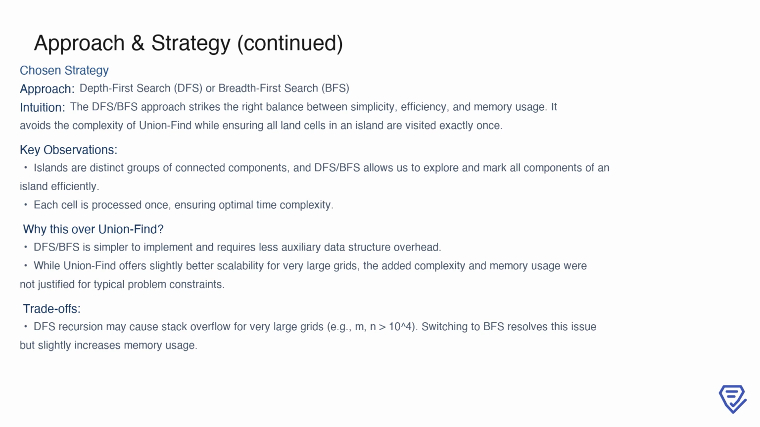While UnionFind offers better scalability for extremely large grids, its complexity and additional memory requirements are not necessary for the typical constraints of this problem. It's also worth noting that DFS recursion can lead to stack overflow for very large grids, but this can be mitigated by switching to an iterative BFS implementation, which uses a queue, albeit with slightly increased memory usage. Overall, this approach ensures optimal performance without introducing unnecessary complexity.